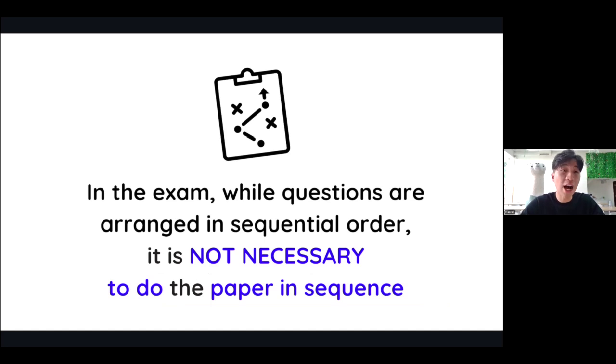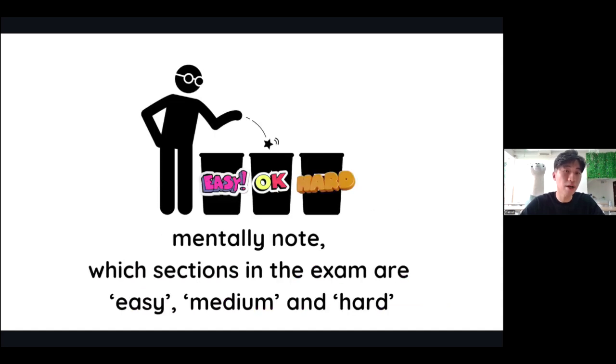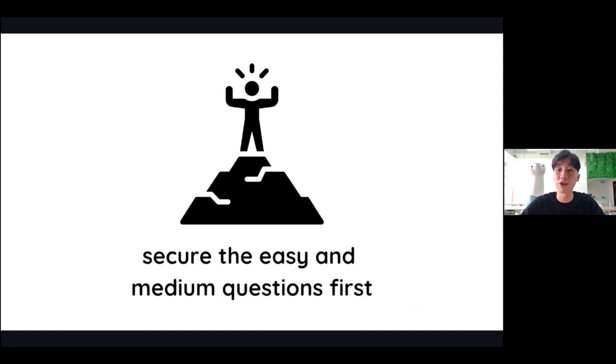Now, while questions are arranged in sequential order from question 1 to question 10, nobody said that you had to do it in sequence. So what I will recommend is that at the start of the paper, you would want to quickly flip through the entire paper and to mark out the questions into 3 tiers. Those that are easy, those that are medium, and those that are hard. How you should tackle the paper is by securing the easy and medium questions first.